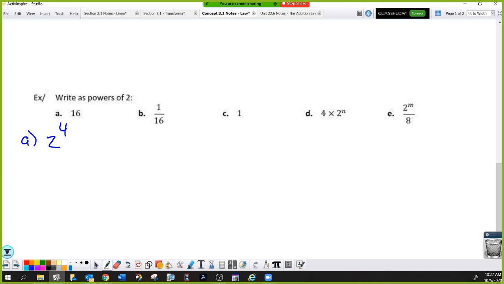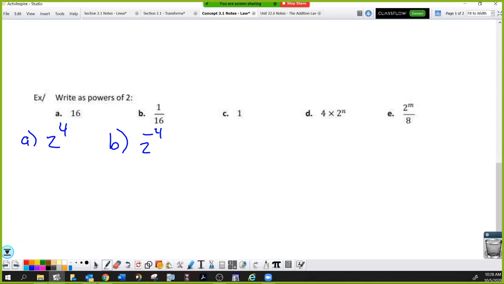So if 2 to the 4th is 16, 2 to what power gives me 1 over 16? Negative 4, yeah, because the negative would have moved that thing to the bottom of the fraction bar. That says 1 over 2 to the 4th, which is 2 to the negative 4. What's that? Okay.